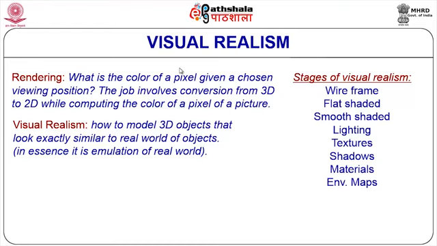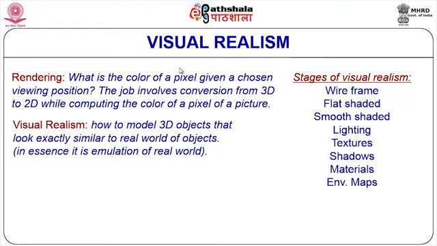So, what is actually rendering? We will be computing the color of a pixel given a chosen viewing position. So, what should be the final color of a pixel? For example, imagine a 3D world, a collection of objects, and now we are choosing a position in the 3D world and taking a view of it. From the chosen position and orientation, how does the world appear? Because as we know in the real world, depending on where we stand and how we orient ourselves, we will have a different view of the world. The same thing we are going to imitate here in the 3D simulated world.